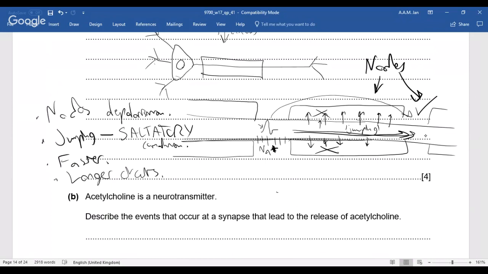So what you get, if you were recording, if I put a recording electrode here, and I put a recording electrode here, and then back here in the next node, I'll draw you what each of the currents would look like. So at the first node, you get something like this.